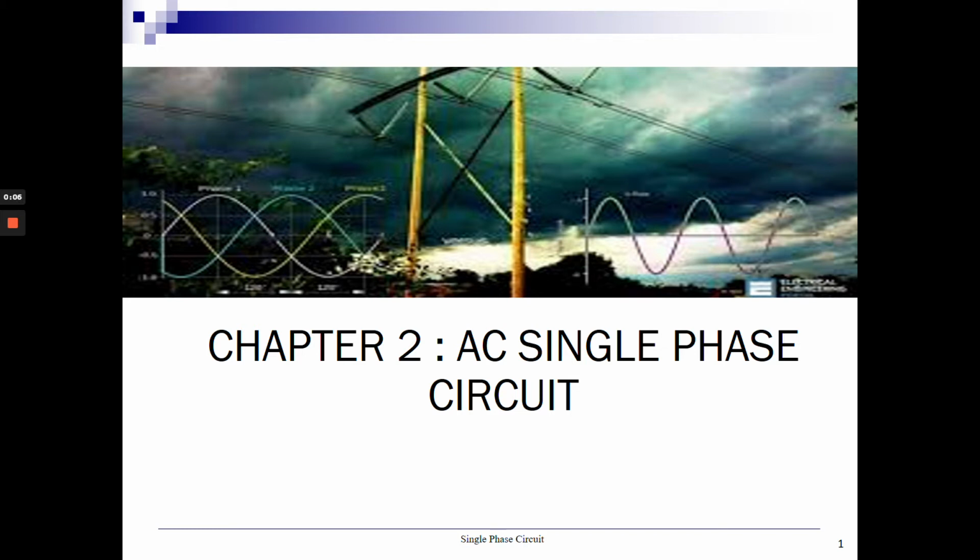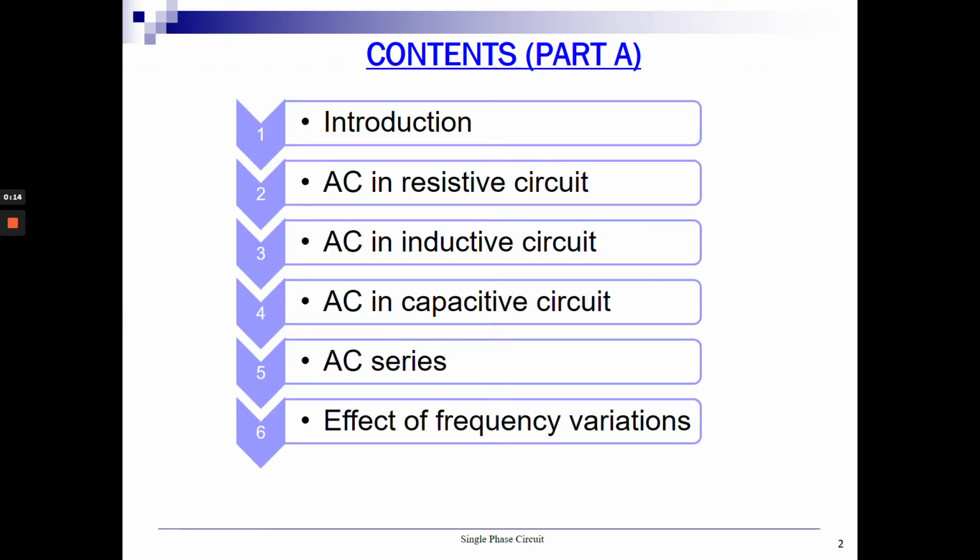So this is my video for chapter 2, AC or alternating current for single phase circuit. Okay, these are the contents for chapter 2. In this chapter, it will be divided into 4 parts. For part A, we will learn about the introduction, AC in resistive circuit, AC in inductive circuit, AC in capacitive circuit, AC in series, and then effect of frequency variance.